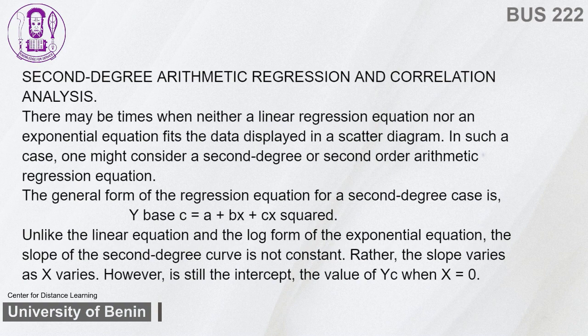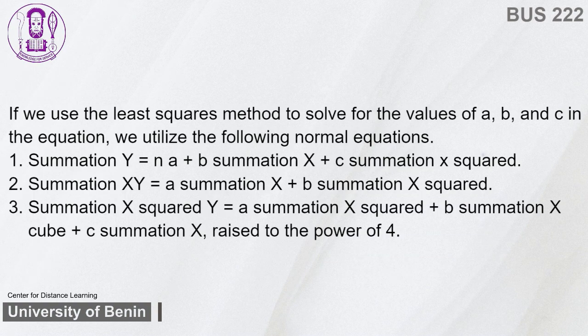Rather, the slope varies as x varies. However, a is still the intercept, the value of yc when x equals 0. If we use the least squares method to solve for the values of a, b, and c in the equation, we utilize the following normal equations. 1. Summation y equals na plus b summation x plus c summation x squared. 2. Summation xy equals a summation x plus b summation x squared plus c summation x cubed. 3. Summation x squared y equals a summation x squared plus b summation x cubed plus c summation x raised to the power of 4.